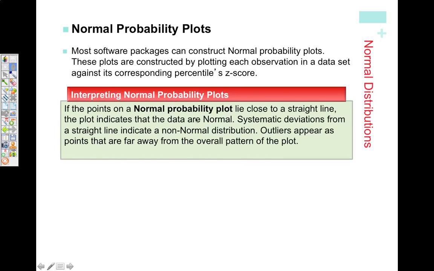So if the points on a normal probability plot lie close to a straight line, the plot indicates that they're normal. Systematic deviations from a straight line indicate a non-normal distribution. Outliers will be points that are far away from the overall pattern. Okay, so what's that look like?